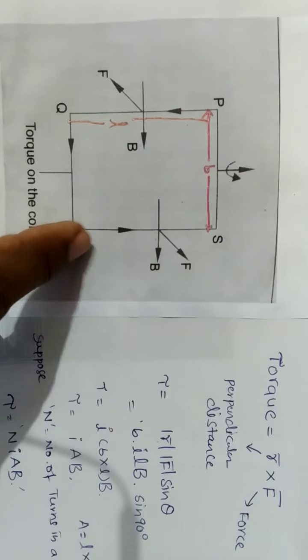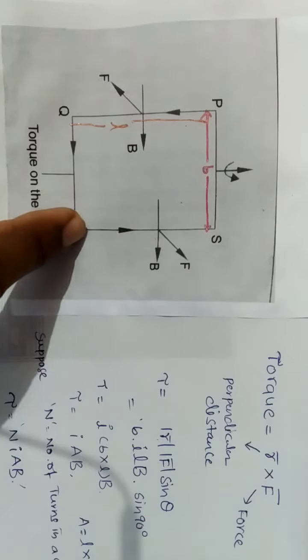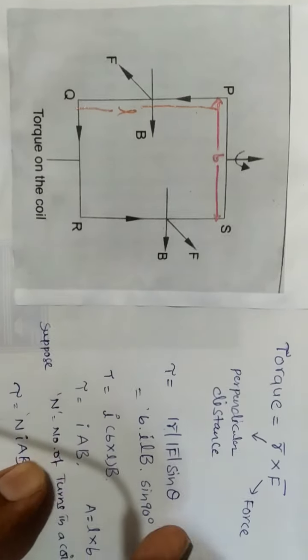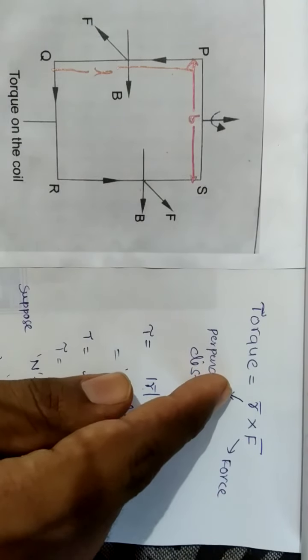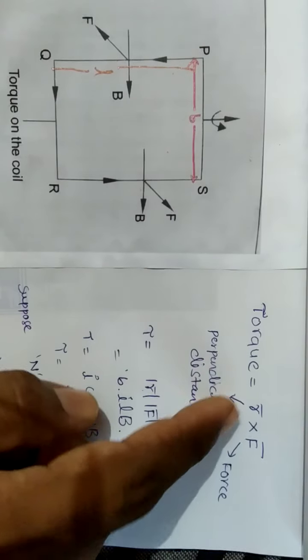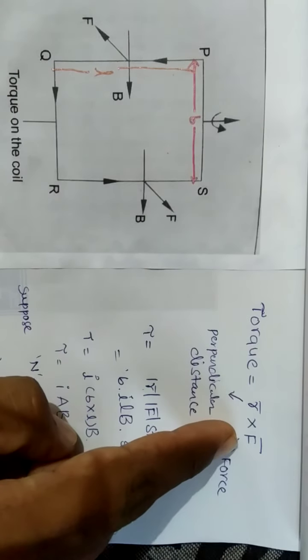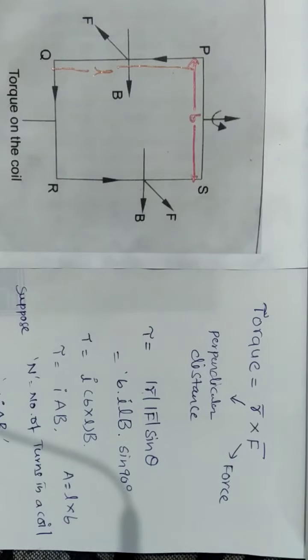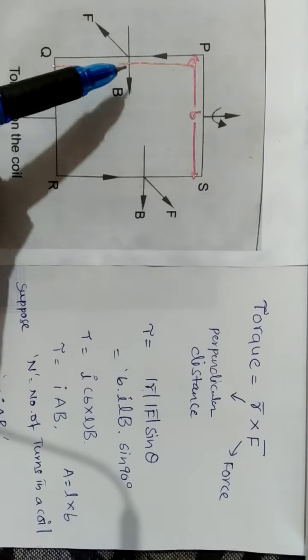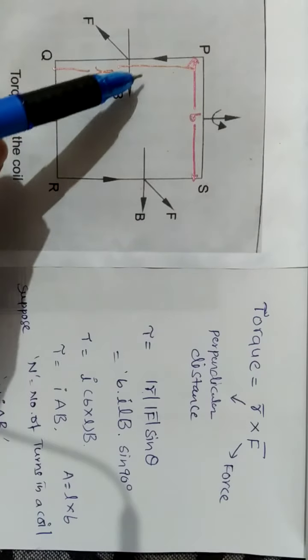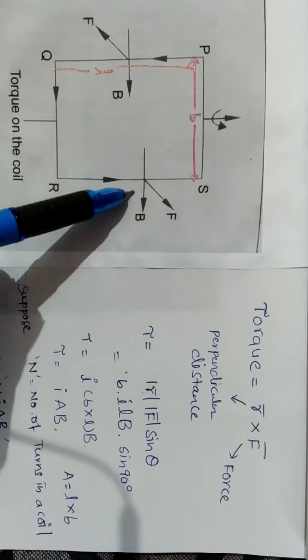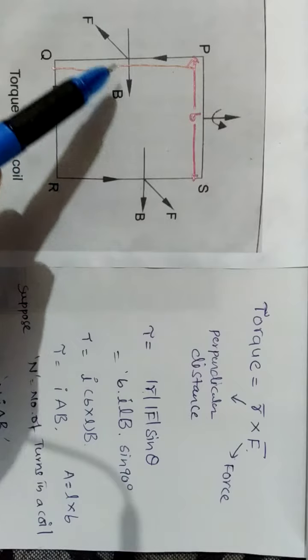Now we will calculate the torque acting on this coil. We already know that torque is given as perpendicular distance times force acting. It is a cross product, R cross F, where R is the perpendicular distance between the two forces. This is force 1, force 2. So R is the distance between these two forces, and F is each force.